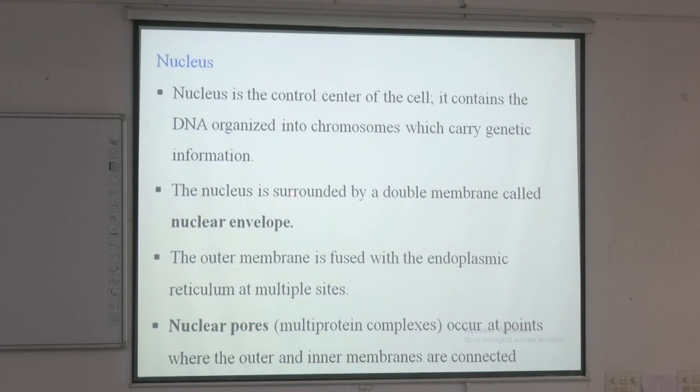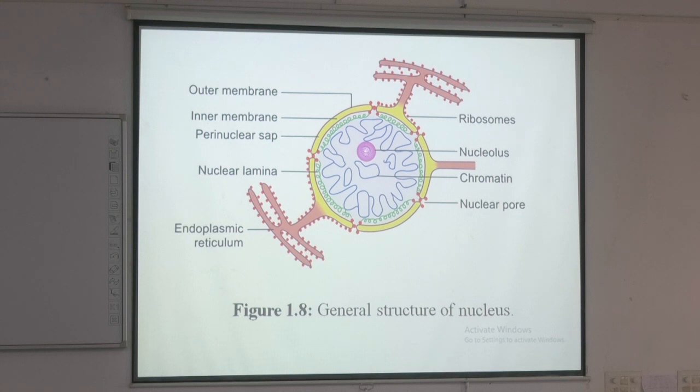The nucleus is surrounded by a double membrane called the nuclear envelope. The outer membrane is fused to the endoplasmic reticulum, with multiple sites called nuclear pores. So there is a double membrane structure, an outer membrane and an inner membrane, and the outer membrane is continuous with the endoplasmic reticulum. What is the function of endoplasmic reticulum?